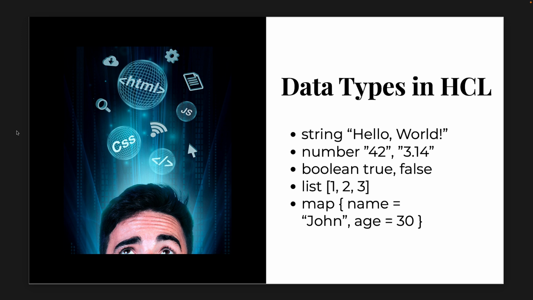List, also called array, a sequence of values, typically of the same data type, for example 1, 2, 3, etc. Map, also called object, a collection of key value pairs, for example, name John, age 30. Understanding these data types is critical as they define the properties of your infrastructure in Terraform.